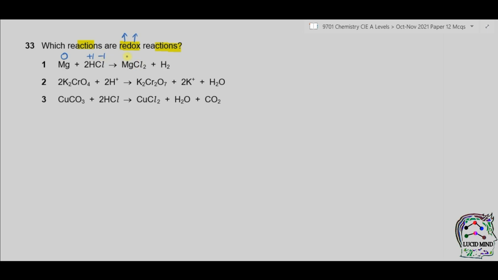In magnesium chloride, as magnesium belongs to group 2, the oxidation state is +2. For one chlorine atom it will be -1. Hydrogen is a molecule, so the oxidation state is 0. Now we can see that magnesium has turned from 0 to +2, so magnesium goes through oxidation. While H plus has converted into 0 oxidation state, therefore this is reduction. So option 1 is correct.